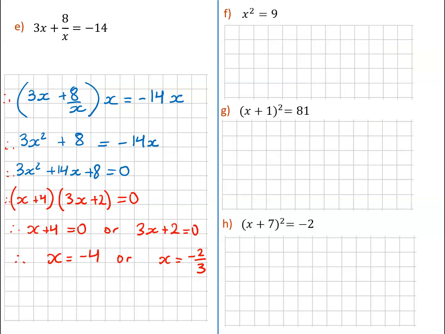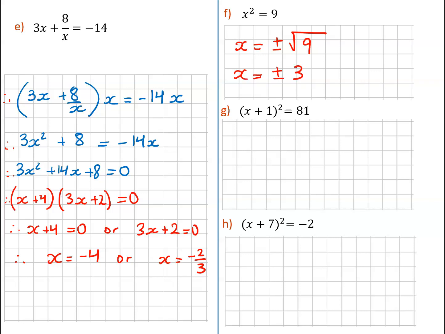So look at this one now. X squared is equal to 9. What's the opposite of squaring something? Well, we just said plus or minus the square root. What's the square root of 9? What squared gives you 9? 3. Okay. X is equal to plus or minus 3. Okay, done. Next equation.